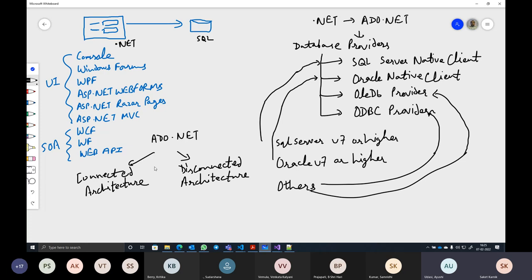Same goes with space technology. A fraction of a second difference in terms of launching the space vehicles also can deviate the space vehicles from the path and can cost millions. Mission may get failed. They need real-time accuracy. That's where you have to be always connected. Disconnected architecture is something which can be used where such real-time information is not needed. You can work with the cached information or something at any point.